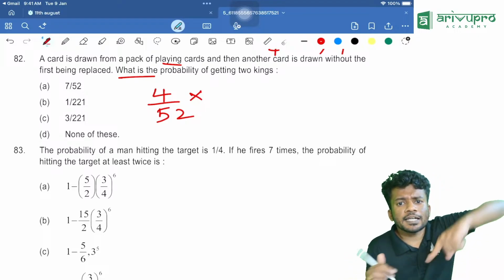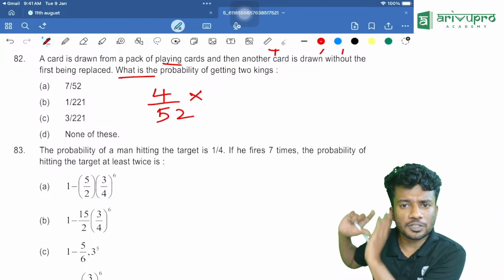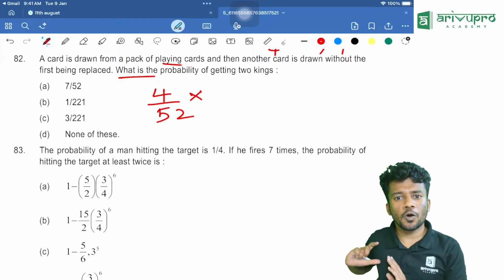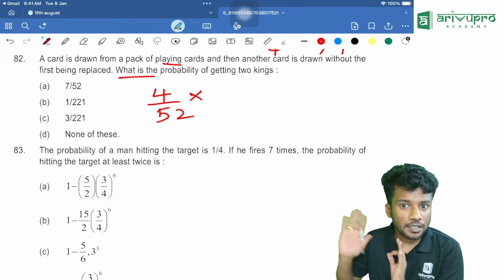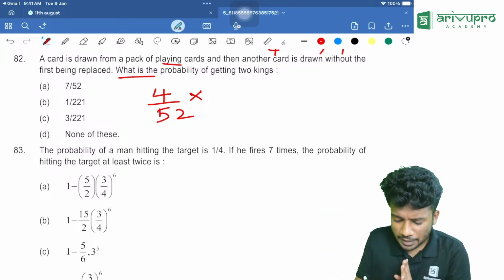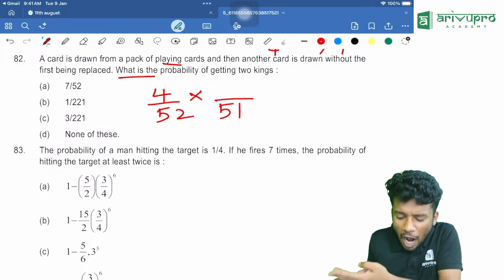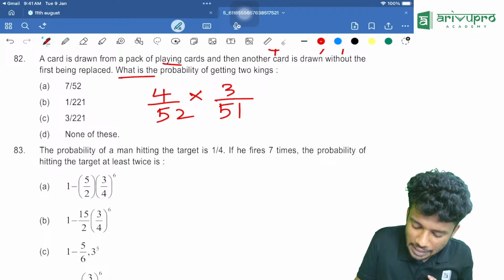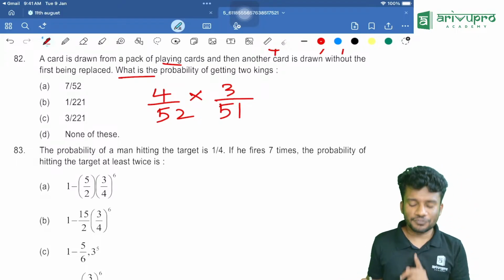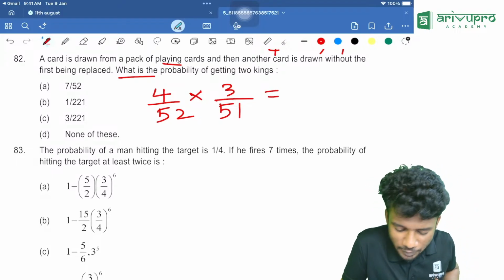Into, I already chose one card. One king is with me. Now, I am not keeping it back. Now, how many cards are there in total? 51 cards are there in total. Now, how many kings are there? Only 3 kings are there. So, 4 by 52 into 3 by 51. So, answer is how much?